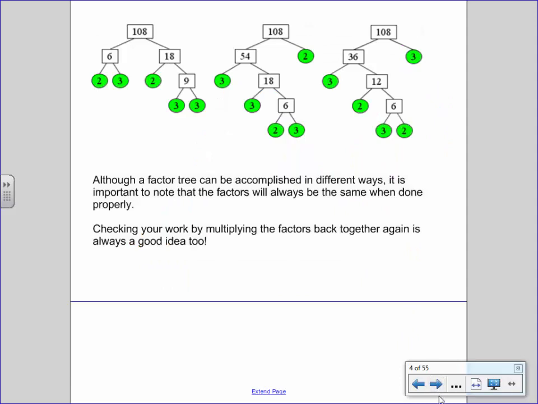Here's another picture just showing that basic concept. I took 108 and I broke it up 3 different ways. Here it was 6 by 18 first, then it was 54 by 2, then 36 by 3. It really doesn't matter which one you do. At the end of the day, you get the same factors.